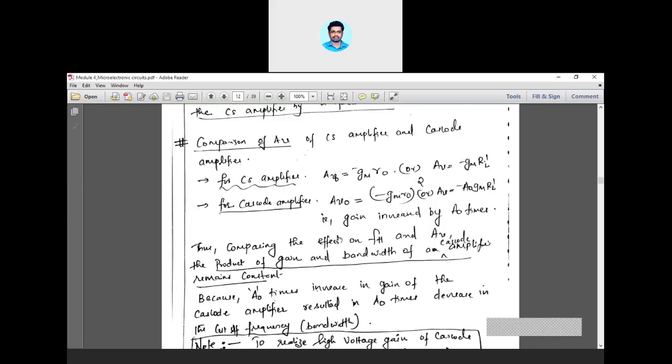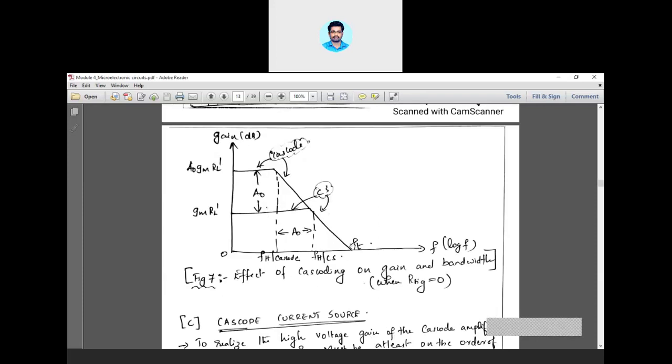See, here A0 is coming in the denominator, means FH is small for cascode. So for a cascode amplifier, your cutoff frequency has been decreased by a factor of A0. So your bandwidth has been decreased. Since FH has been decreased, assume in the x-axis your FH will come closer to 0. This was the FH for CS.